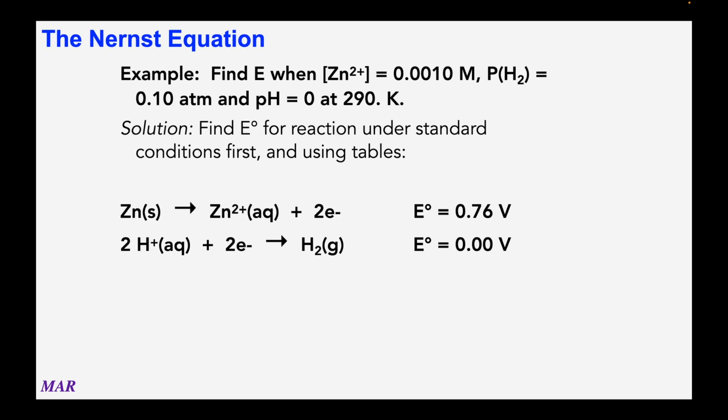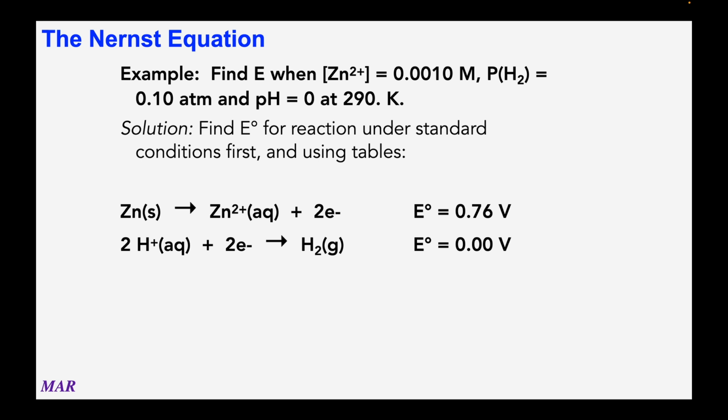So let's do an example. We want to find the cell potential E when the zinc 2 plus concentration is 0.0010 moles per liter, the pressure of the hydrogen gas is 0.10 atmospheres, the pH is 0, and the temperature is 290 Kelvin. Okay, so first of all, let's look at those numbers for a bit. The zinc 2 plus is certainly not 1 mole per liter. It's 0.0010 moles per liter. So this is a non-standard condition. Also, the pressure of the hydrogen gas would be 1 atmosphere if it was standard.